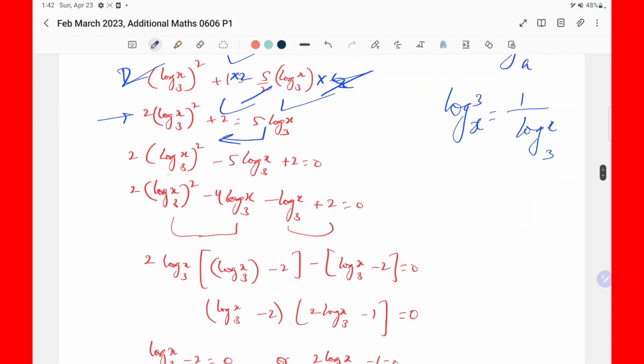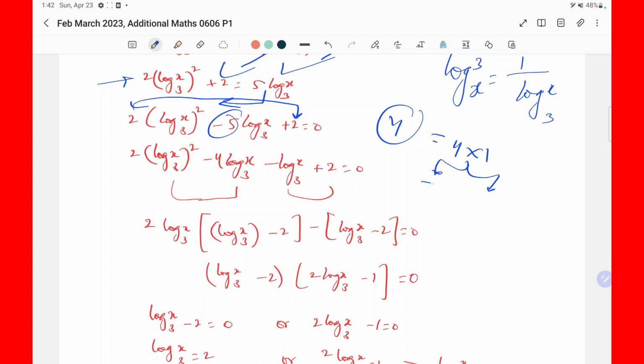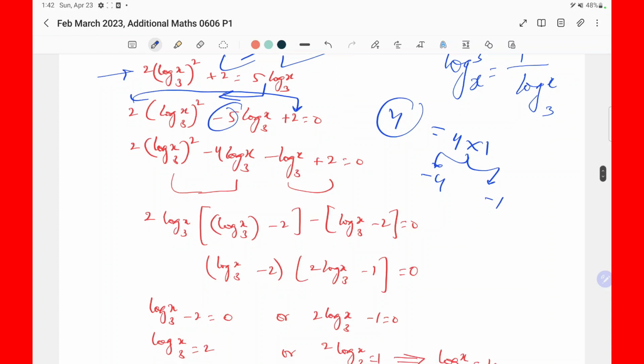Now take the left side: 2 log x base 3 whole square minus 5 log x base 3 plus 2. Now I'm factorizing here. This 2 and this 2, first you have to multiply, you will get 4, and the 4 can be written as 4 times 1. Then you have to write in such a way that if you multiply you get plus 4, and if you add you get minus 5. So I think minus 4 and minus 1 will work. So we can write minus 4 log x base 3 minus log x base 3 plus 2.